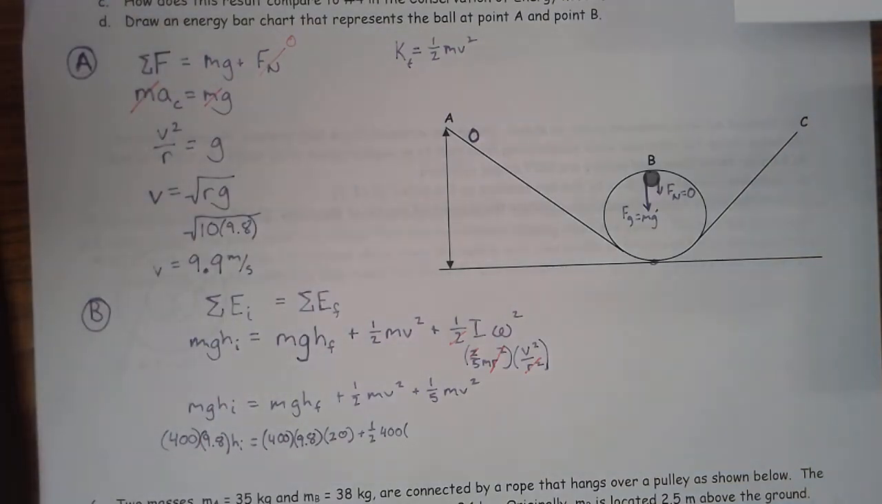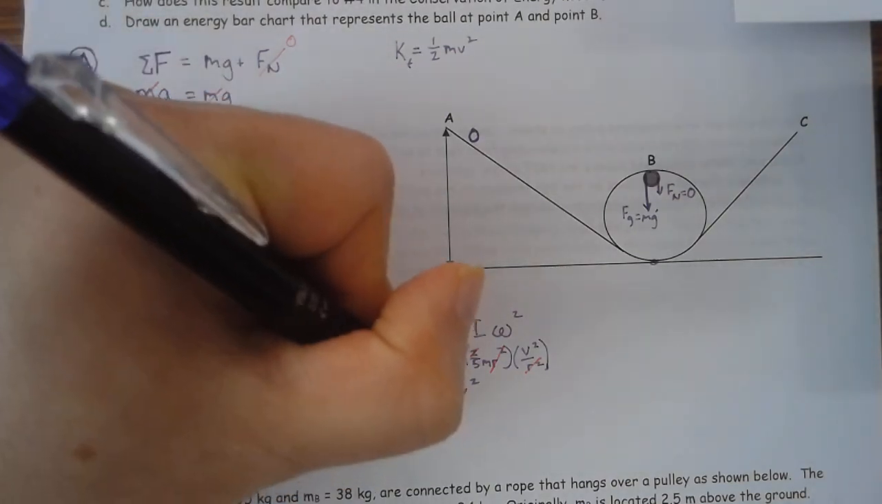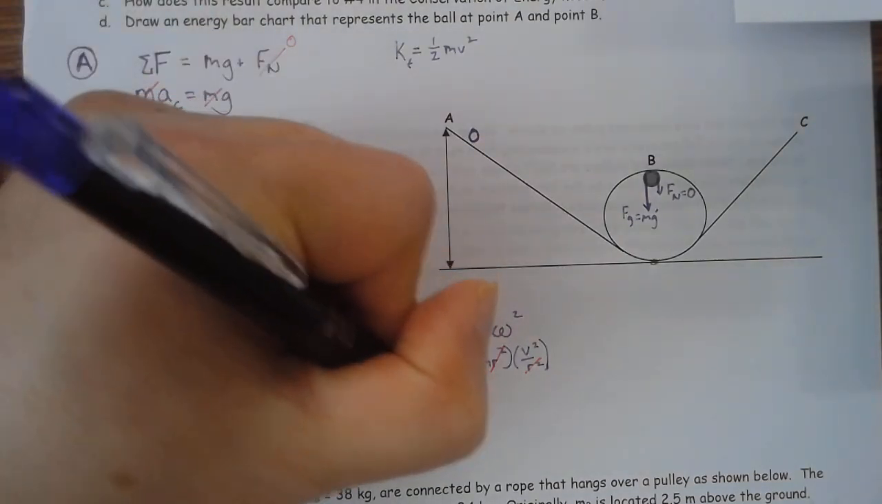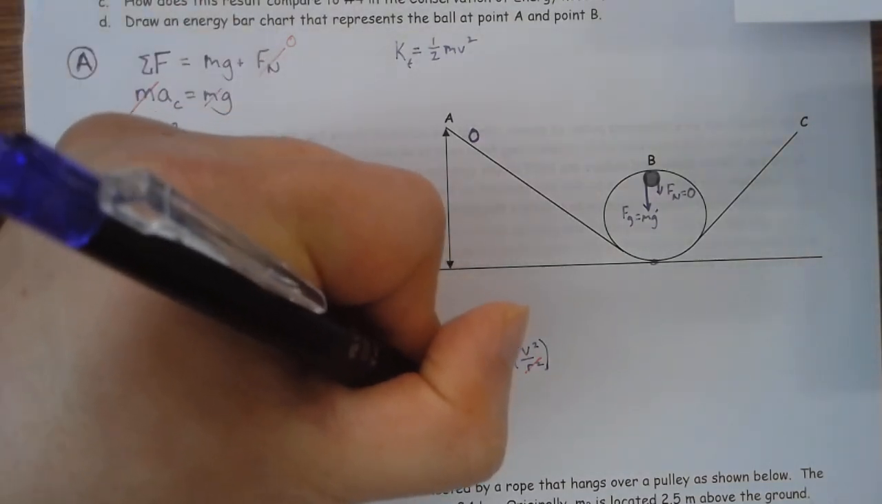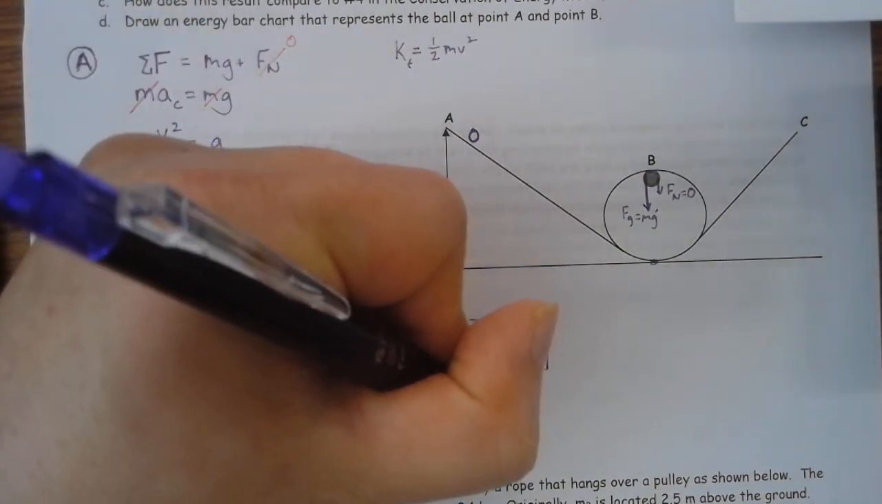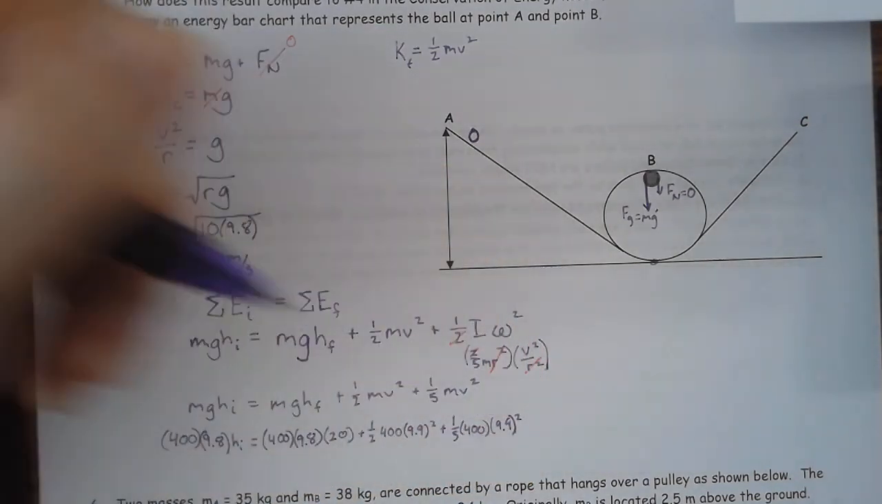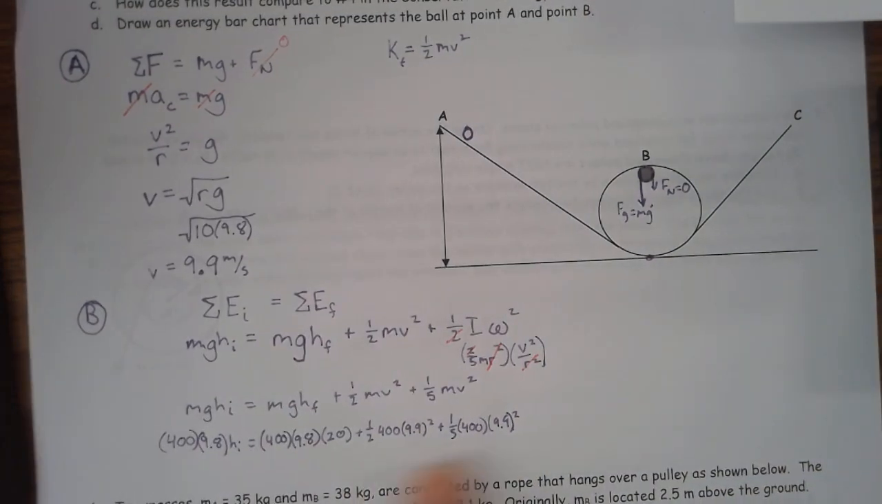I feel like we solved for this speed. Yeah, 9.9 squared plus 1/5 400 9.9 squared. Also, I could have added these together too, like the proportion of them. But we're going to need them separate anyway.